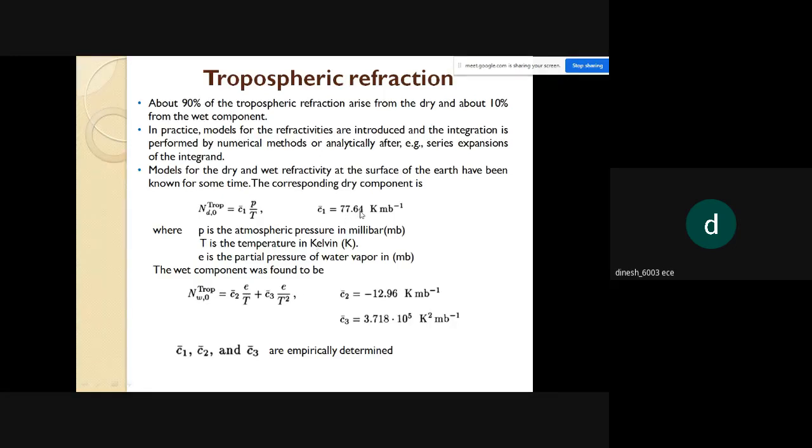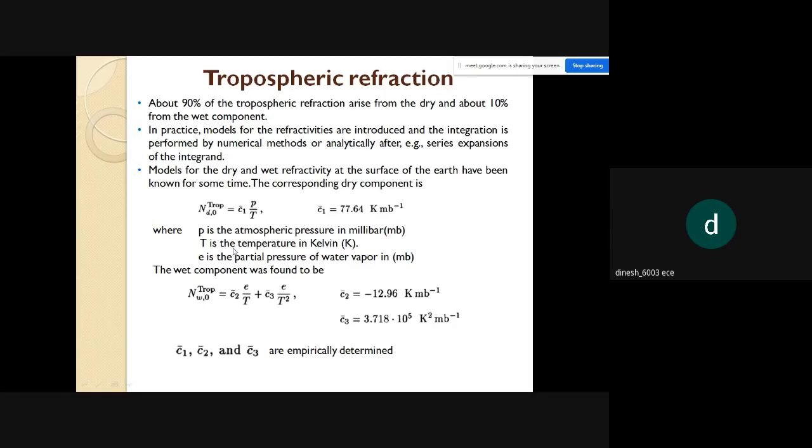We will now find it for C1, because C1 has a value of P, atmospheric pressure measured in millibars, and T, temperature in Kelvin. We take the absolute Kelvin temperature in the dry region, and the partial pressure of water vapor. So we get C1 as 77.64 Kelvin per millibar.